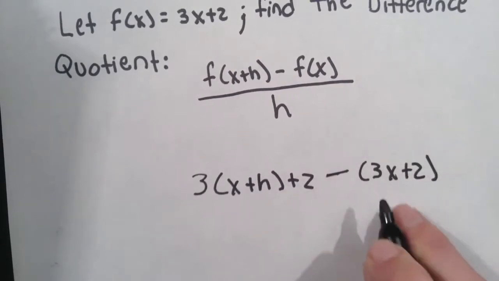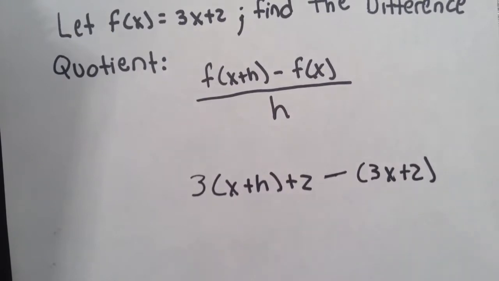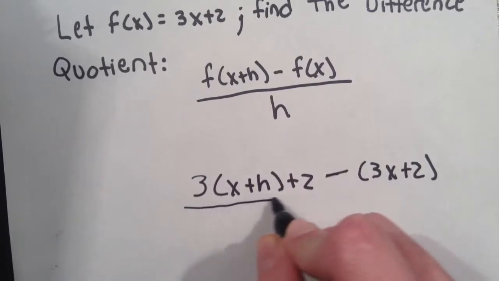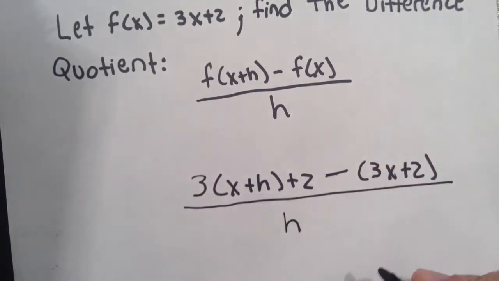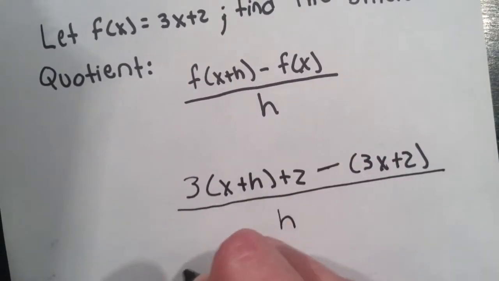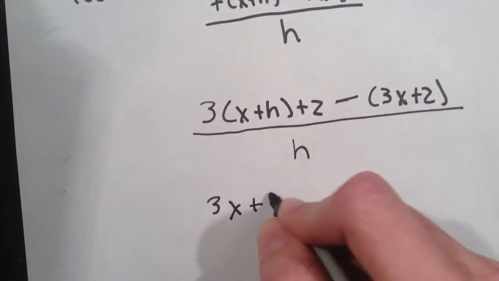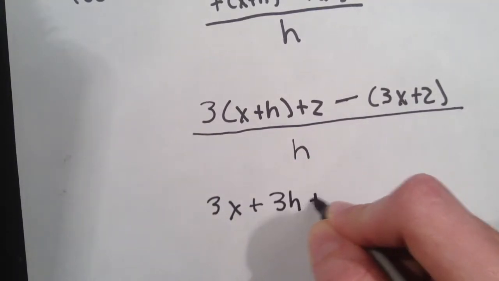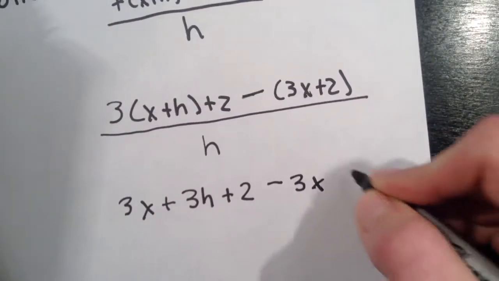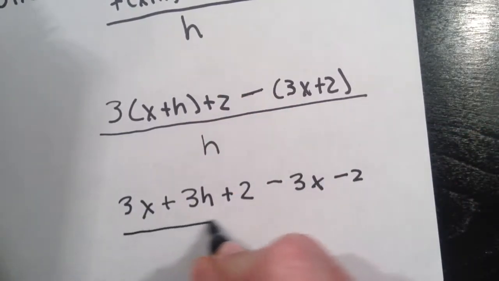You're going to want to put parentheses around that again to make sure to later distribute the negative to that whole thing, because that's a common mistake. And you're going to want to put this whole thing over h. The next thing you want to do is distribute the 3 to both the x and the h, and you're going to get 3x plus 3h plus 2 minus 3x minus 2, because you're going to want to distribute that. And you're going to want to put this all over h once again.